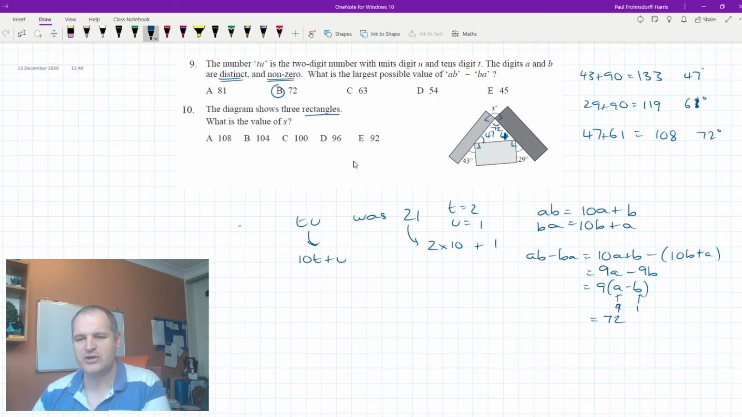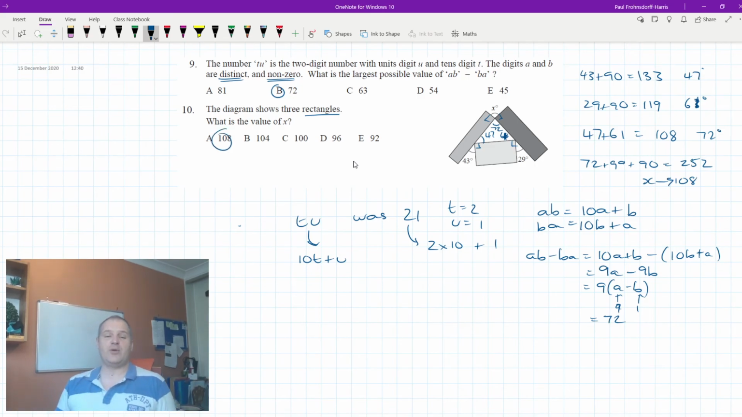And we've now got 72, 90 and 90. And that should add up to 360 around a point. But it doesn't. We're short by 108 again. So we've got our 90s. We're short by 108 again. So it would be 360, 252. And so we're short by 108. So X must equal the 108 that's missing, which is answer A.